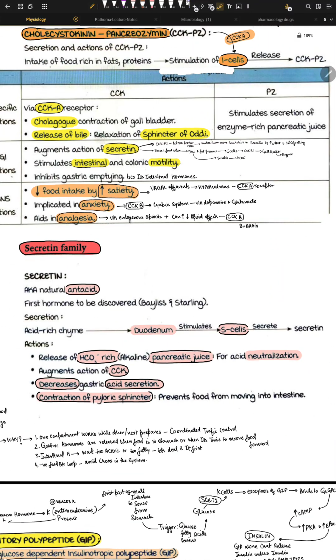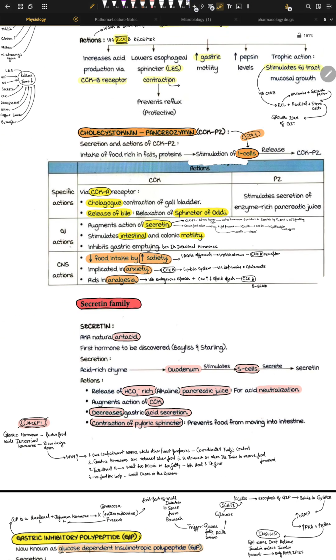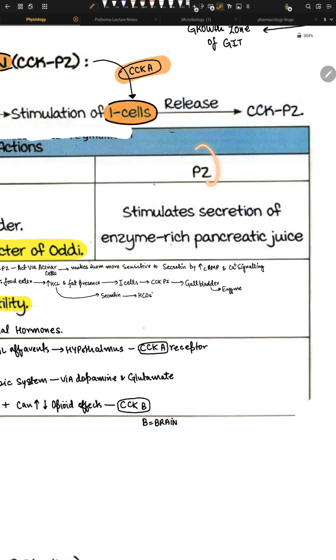CCKA is for different things. So, PZ. What is PZ? Pancreozymin. It stimulates the secretion of enzymes. Enzymes are these fat lipases, right? These proteinases, right? Enzymes, lipase, and electrolyte-rich pancreatic juice. Electrolyte-rich means HCO3-rich.